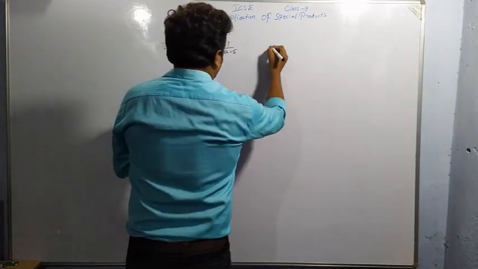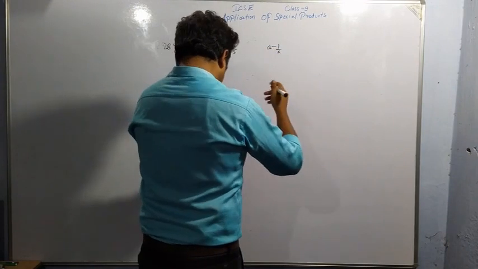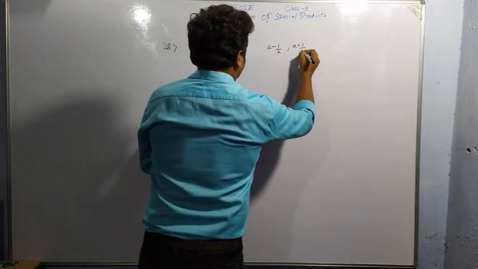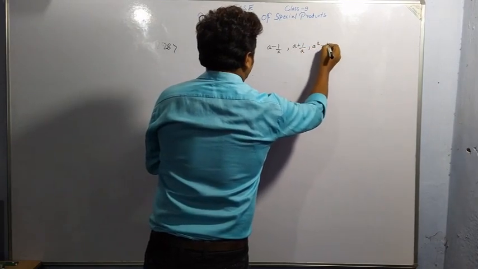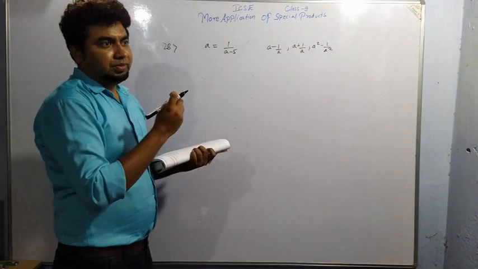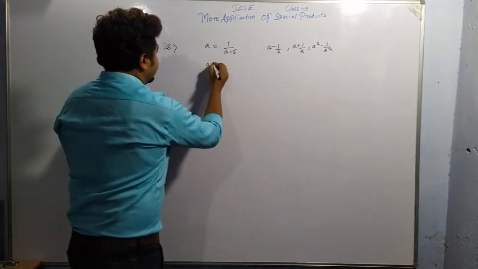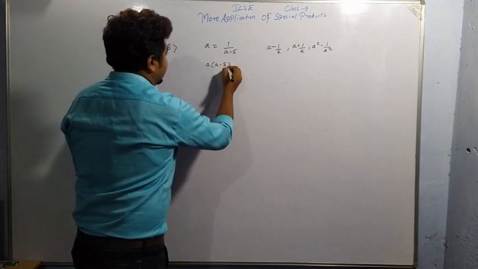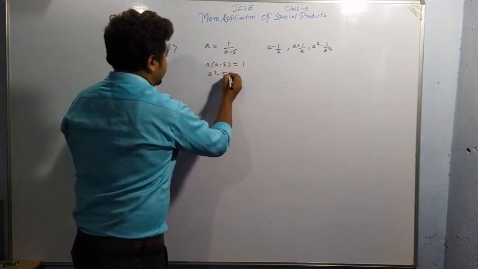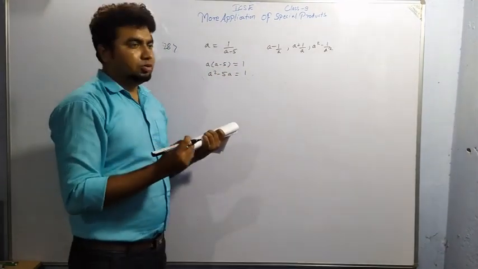So first part is a minus 1 by a, second part is a plus 1 by a, and third part is a square minus 1 by a square. These are the three parts. Now this is given. How will we analyze it? We can cross multiply. A into a minus 5 is equal to 1. This is a square minus 5a equal to 1.